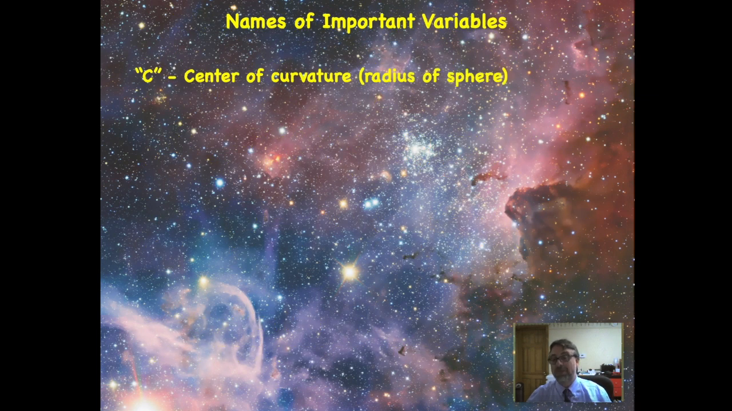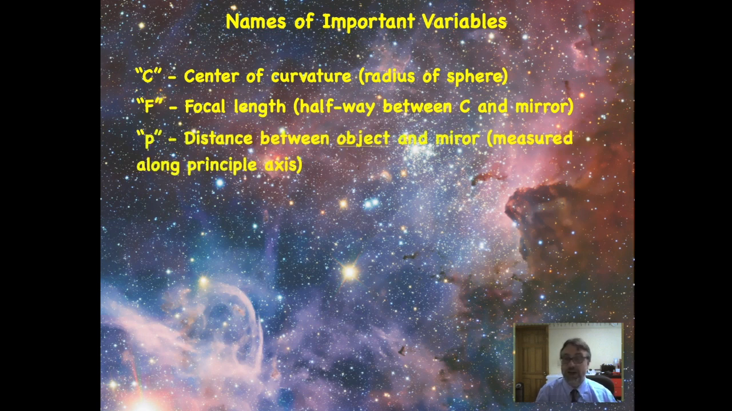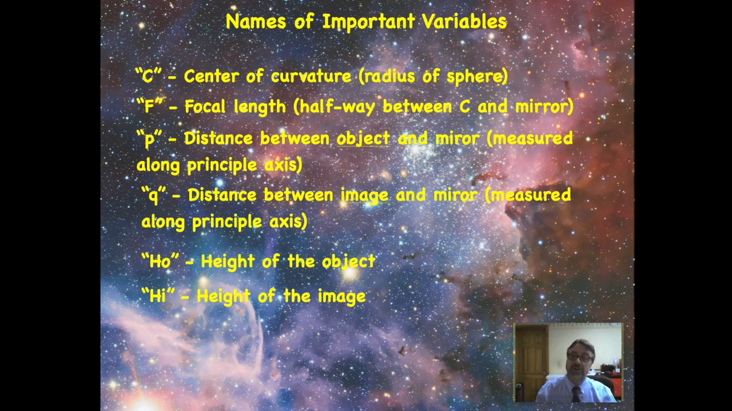But before I talk about that, let's remind ourselves of the variables that we need to keep track of for these mirrors. It's a little confusing at first because there's a lot of details. On these mirror diagrams, what we label C is the center of curvature. That's basically the equivalent of the radius of the sphere, if I imagine the mirror was a complete sphere. What we call F, the focal length, works out to be the distance that's halfway between the center of curvature and the mirror.